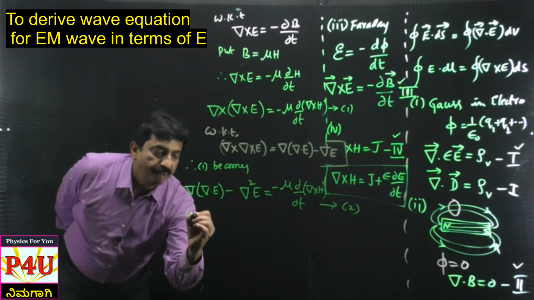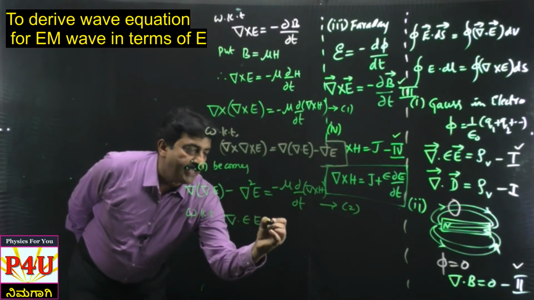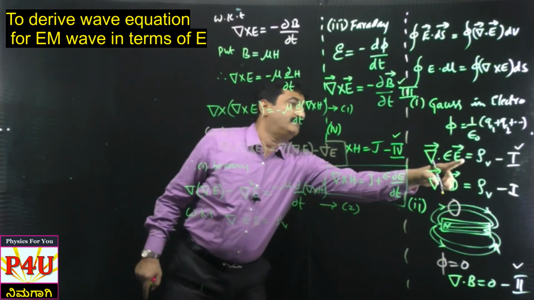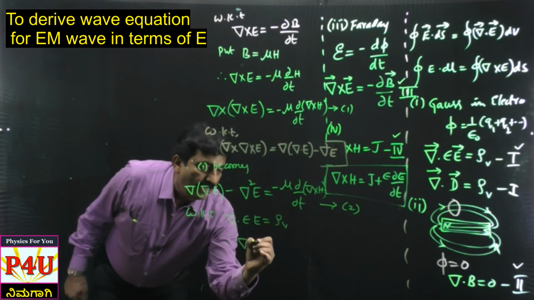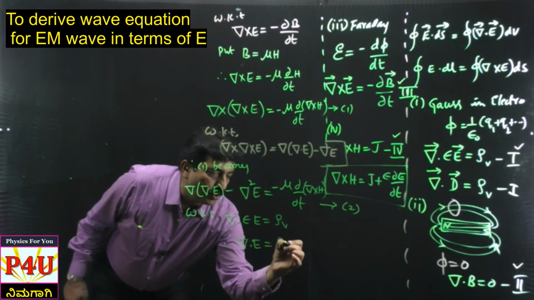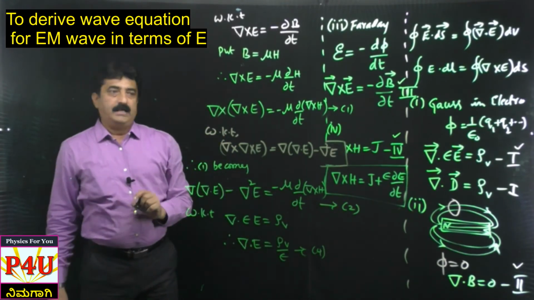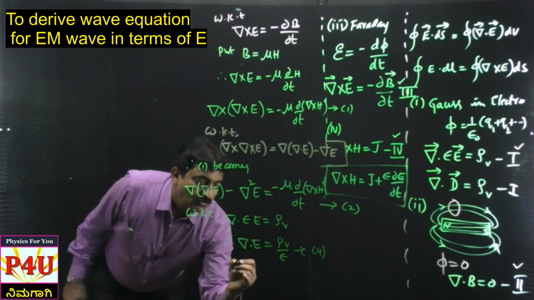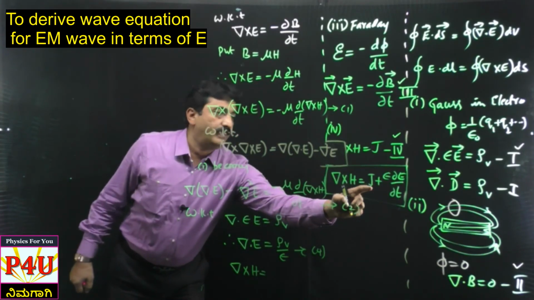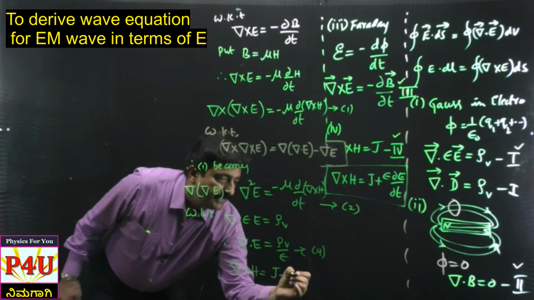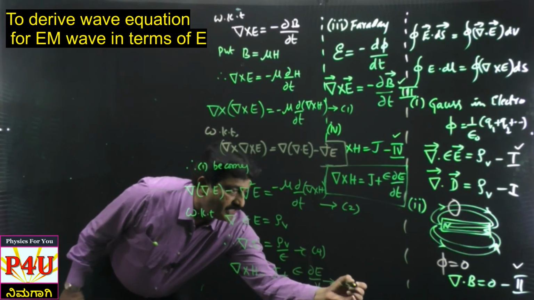We know that del dot epsilon E is equal to rho V. That is Maxwell's equation 1. Therefore, del dot E is equal to rho V divided by epsilon. Call this equation number 3. Next, we also know del cross H is equal to J plus epsilon dou E divided by dou T. This I make use of. I call it equation 4.